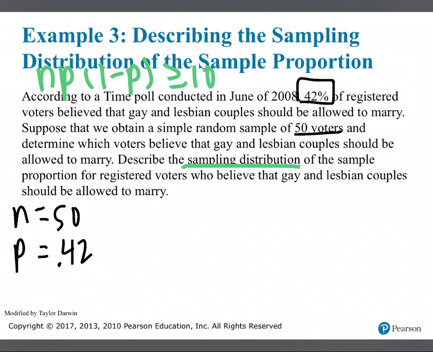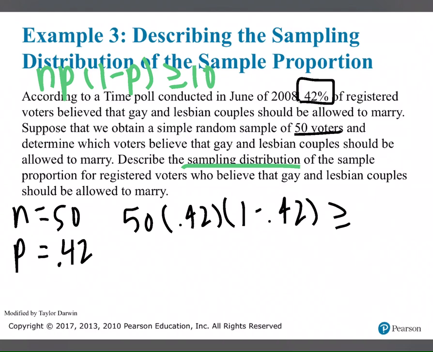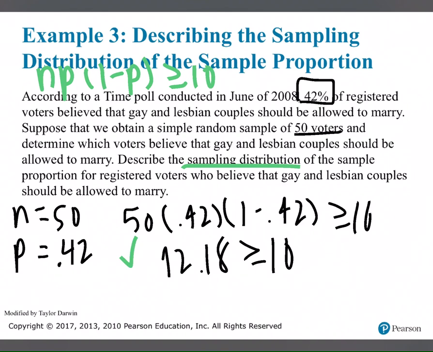And so I'm going to use this formula. So n times p times 1 minus p needs to be greater than or equal to 10. And I actually get 12.18, which is greater than or equal to 10. And we can say that we've got a normal distribution if we pass this rule.